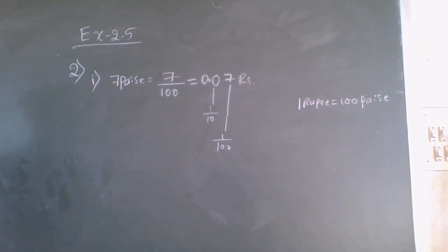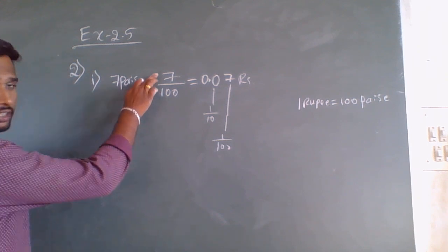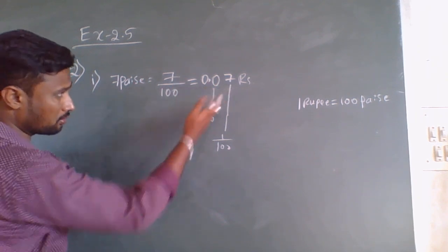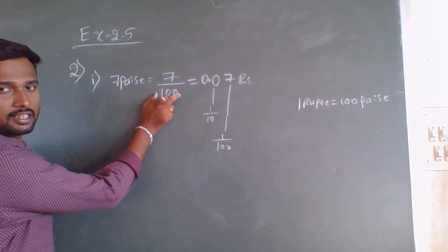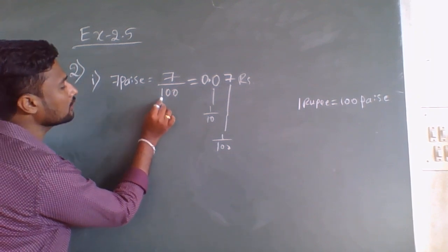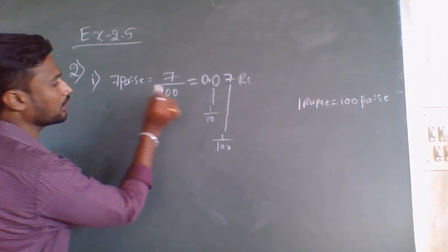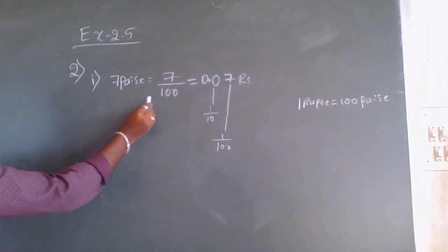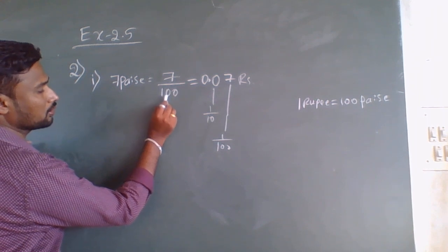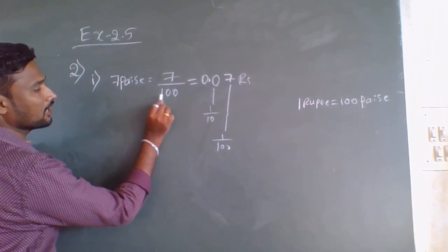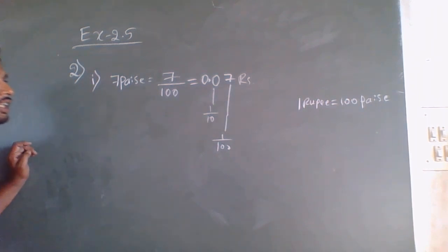0.07 rupee. While writing the fraction 7 by 100 as a decimal number, look at the denominator. 100 means how many digits are there? 1, 2, 3. Okay? See here again, 7 by 100 means below this there are 3 digits.